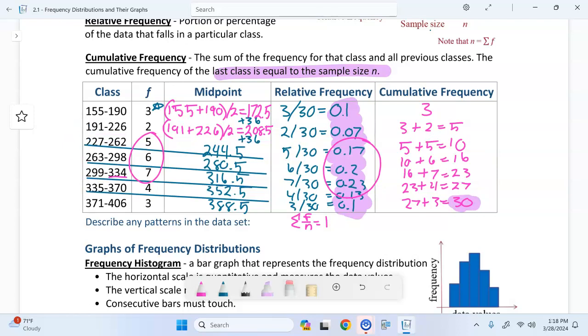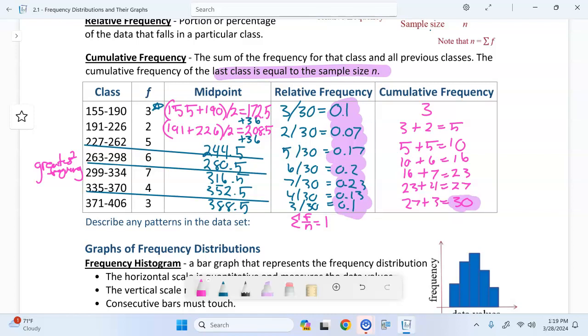What is the group with the highest frequency? 299. Yeah. So 299 to 334, that's our class that has the highest frequency. So that's a pattern in the data set. Depending on our information, it could be notable whether our highest frequency is at the beginning, at the middle, or at the end. That could show trends in the data.